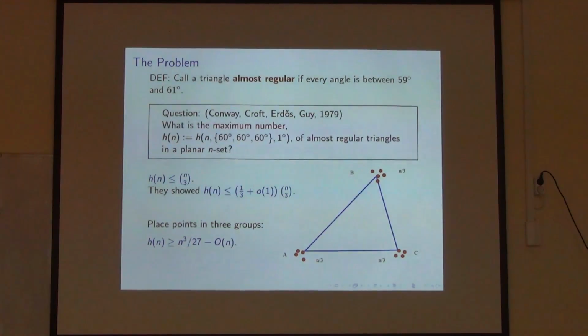Let's start with the problem. This problem was proposed by Conway, Croft, Erdős and Guy, and it is a typical problem that Erdős used to propose, very simple to state. So the question is: given an n-point set in the plane, and this point set determines at most n choose 3 triangles. Suppose that there are no 3 on a line. I mean, the points are in general position.